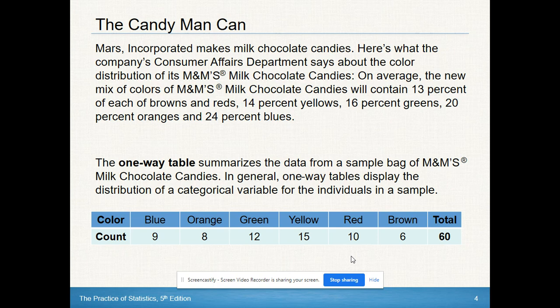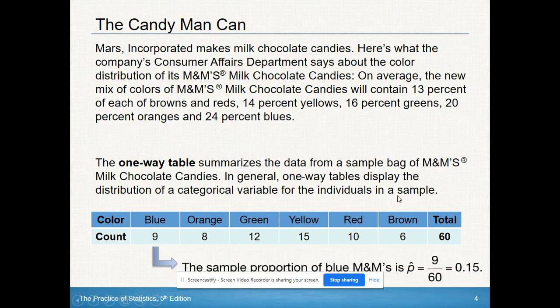Okay, because I don't know about you, I'm not a big fan of the brown ones, so I would hate it if they're saying that there are 13% of browns and reds, and in fact they were say like 50%. I wouldn't be a happy consumer. So this one-way table that you see right here summarizes the data from a sample bag of M&Ms. And in general, one-way tables display the distribution of categorical variables for the individuals in the sample. So you can see right here that in our bag of M&Ms, we had 60 M&Ms, 9 of those were blue, 8 of those were orange, 12 were green, and so on.